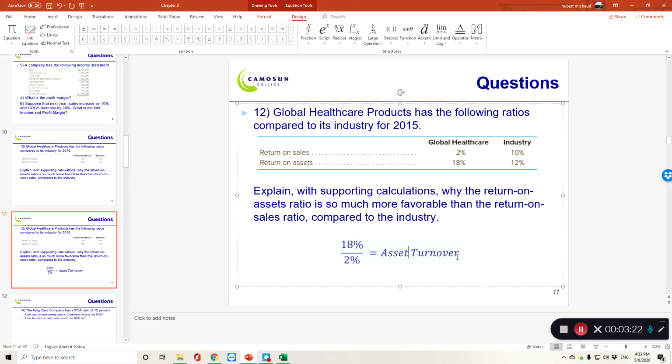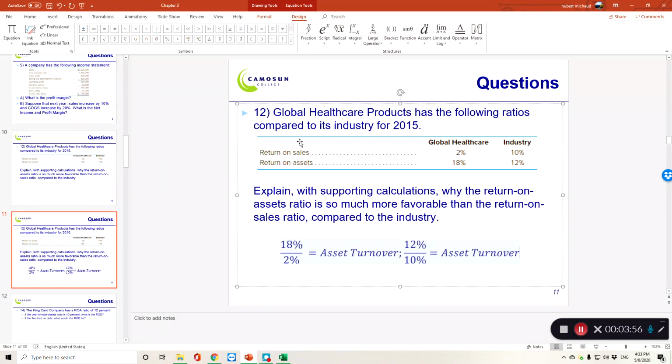Okay, and we know that the asset turnover for global healthcare is 9, not 9%, 9 times, sorry. For the industry, we would have the ROA, which is 12%, that we can divide by 10%. So we can do 12% divided by 10%, and that will give us the asset turnover for the industry.